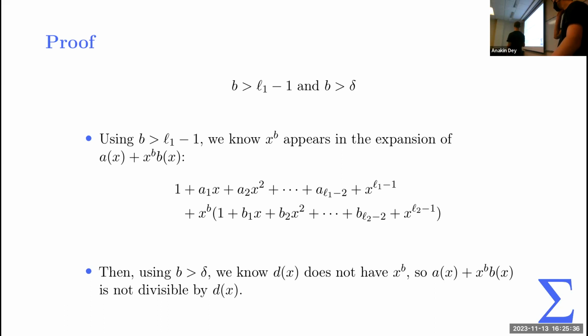Which then gives us that because b is greater than delta, we know that the quotient from before, the d, doesn't have an x to the b term, because then the degree doesn't make sense. So we know that this whole thing here is not divisible by our d. And like I was saying before, that gives us that it's not divisible, so it must be 0.